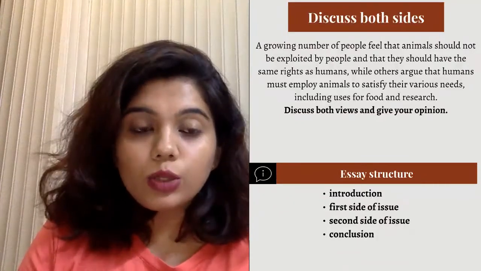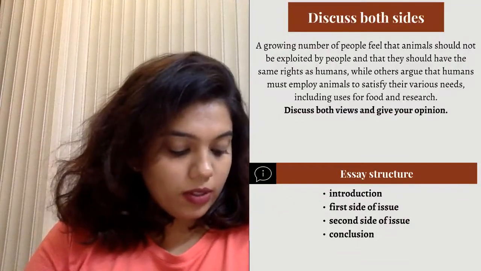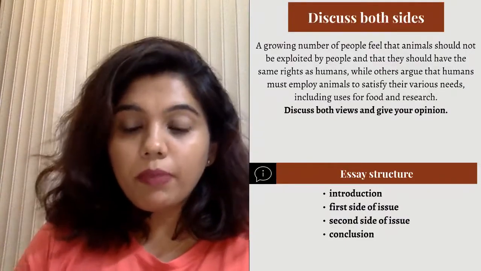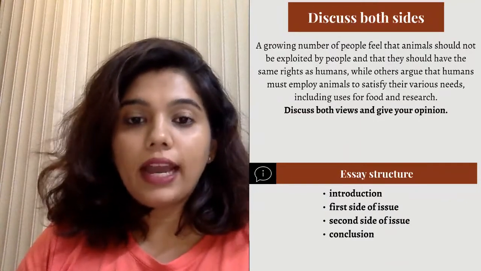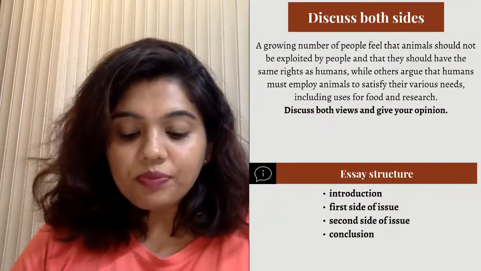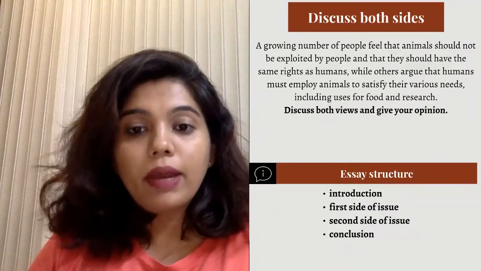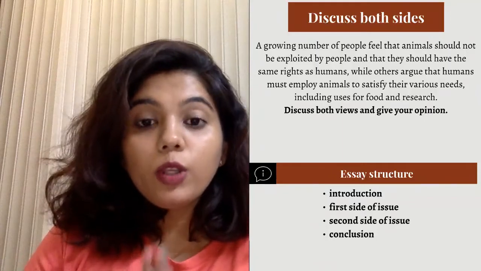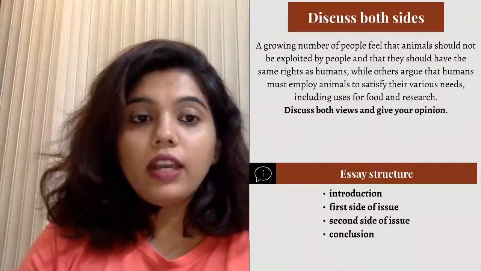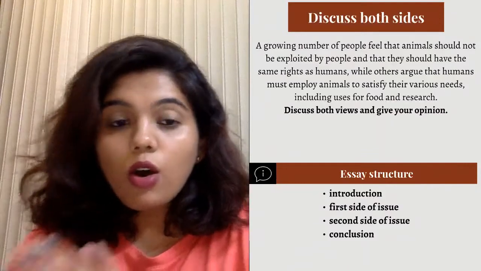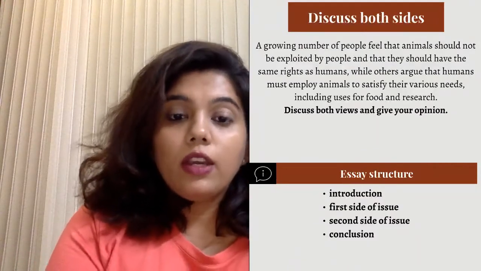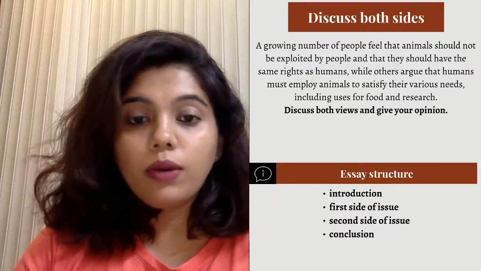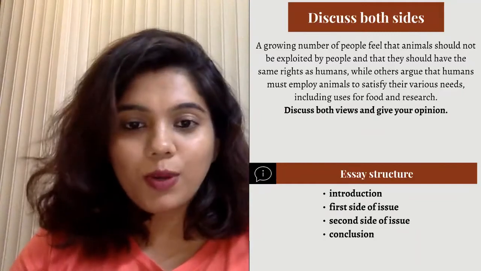And in the second side of the issue, or the second paragraph, you talk about the second side, which is basically justifying how humans depend on animals and do need them for their food and various kinds of research. In the end, you follow the same pattern where you summarize about this topic and give a conclusion along with your opinion, whether you feel animals should have rights, or you feel that animals can be used by humans for satisfying their needs. You have to give an opinion, otherwise you would have not achieved your task response.